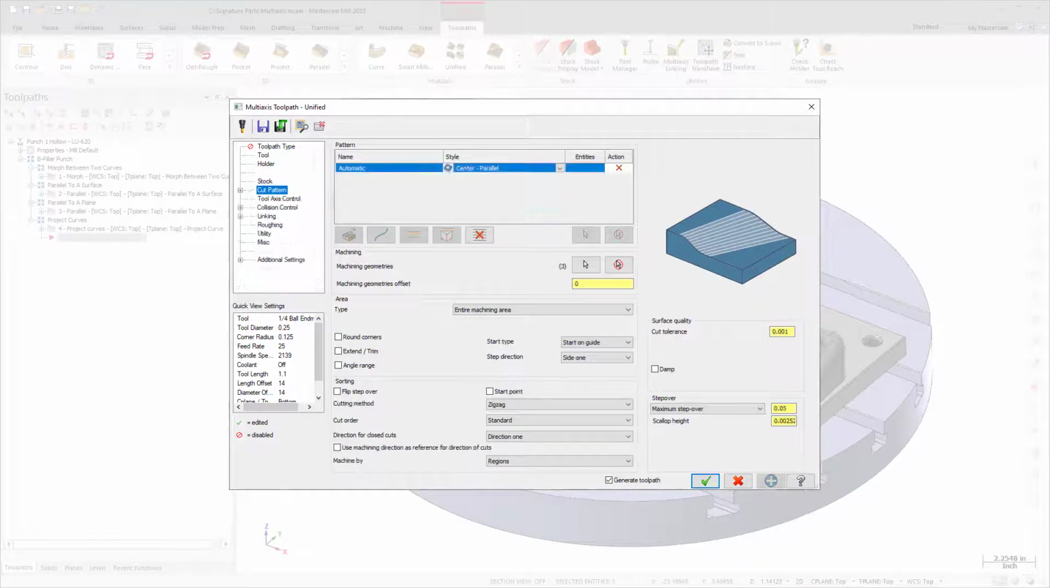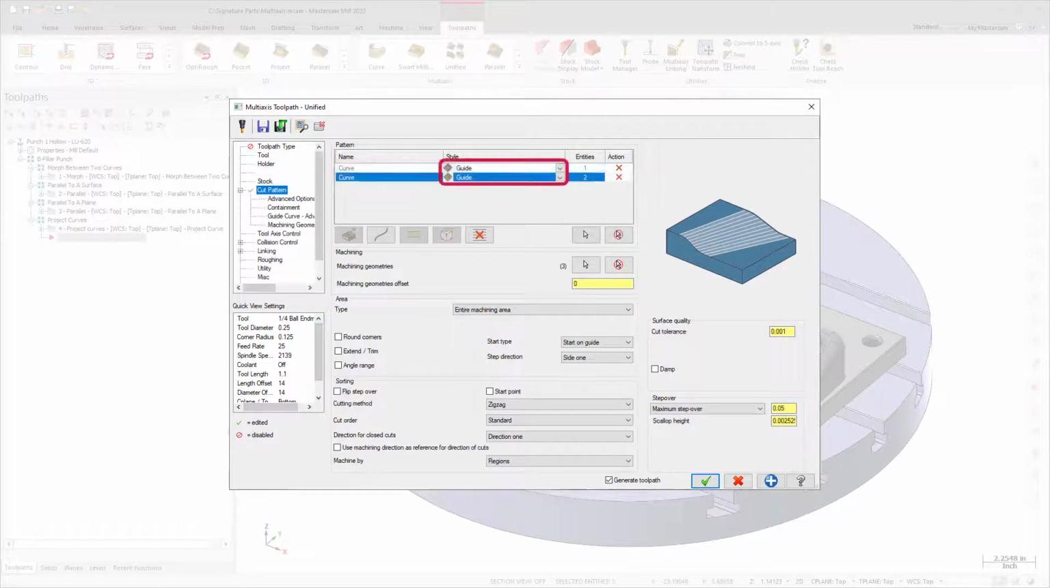The multi-axis unified toolpath uses the new geodesic algorithm when the pattern is set to automatic or when curves and surfaces are set to guide. Geodesic is defined as the shortest line between 2 points on a curved surface. Mastercam's geodesic algorithm eliminates the distortions you may get when generating a toolpath over such a surface.